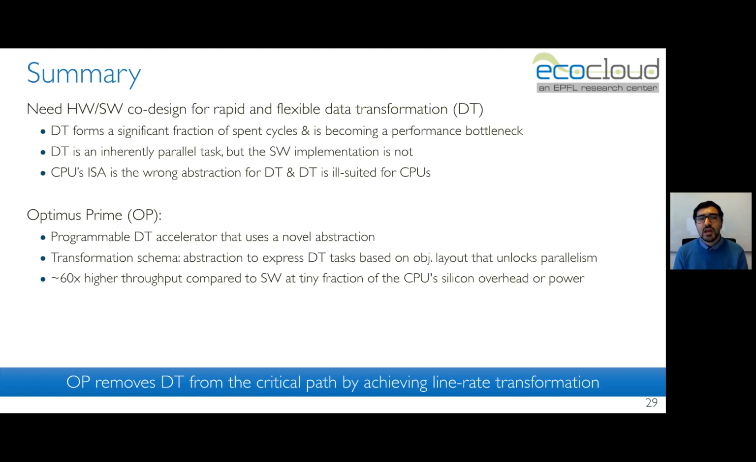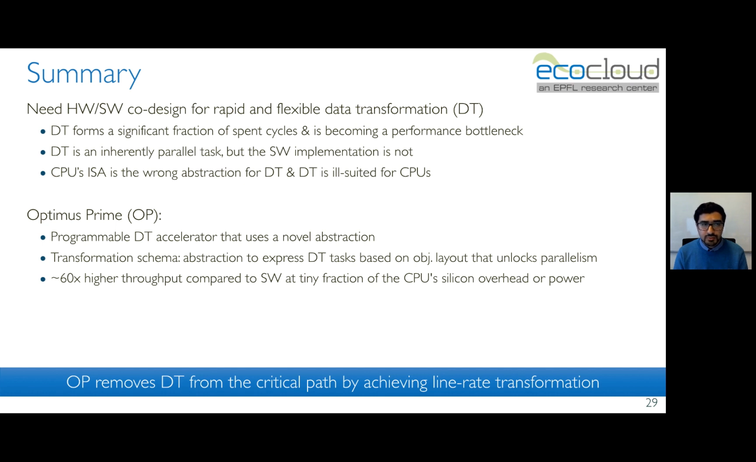So to summarize, we need to do hardware-software co-design for rapid data transformation, as DT forms a significant fraction of the spent cycles and is becoming a bottleneck. We showed while data transformation is an inherently parallel task, the software implementation is not. The CPU's ISA is the wrong abstraction to express these tasks, and DT is actually ill-suited for CPUs.